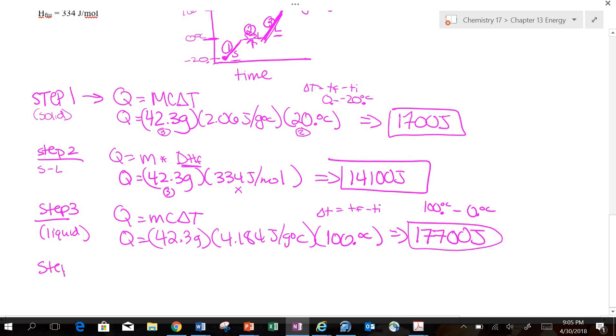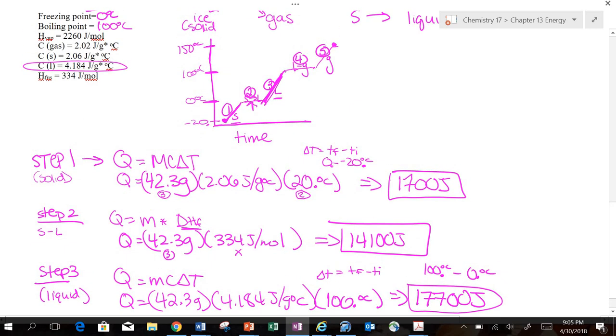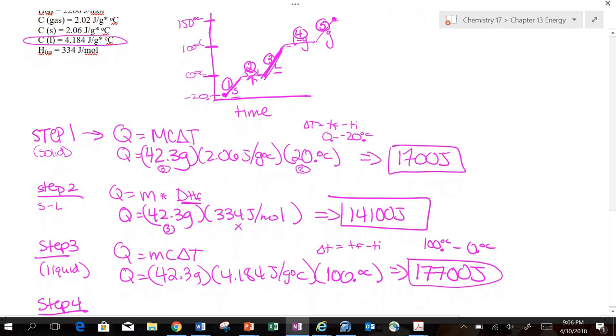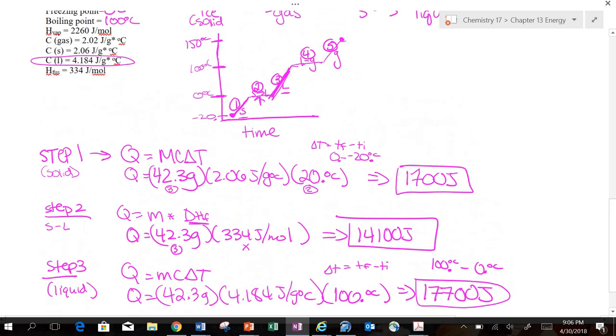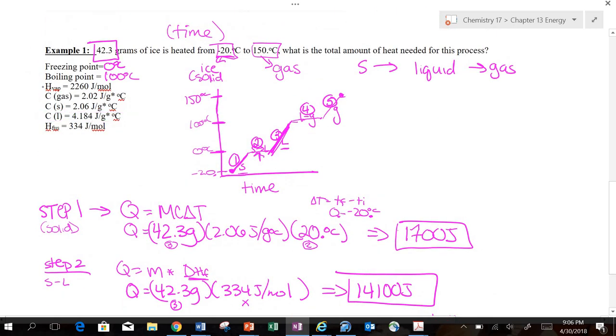Now we have step 4. We have to do it for every step. We're going from a liquid to a gas, so we're not changing temperature. It's a constant temperature. For a liquid to a gas, we're going to use heat of vaporization, which is Q equals M times ΔH_v. We plug in our variables: same mass, 42.3. For our ΔH_v, we go up here and find ΔH_v of water.